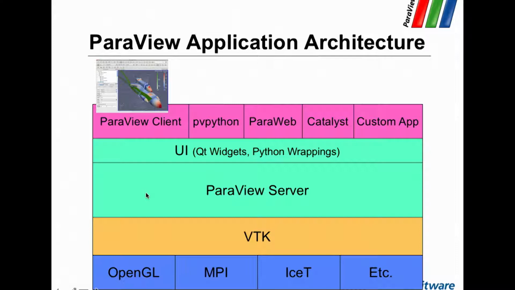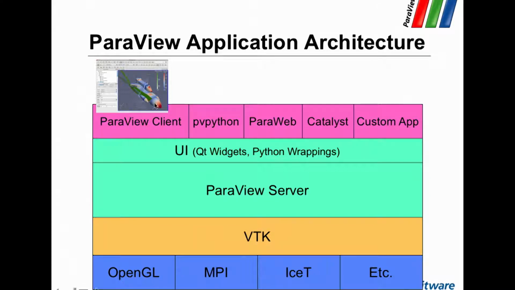So the architecture of ParaView: at the bottom level, we render images using OpenGL. We do communications using MPI. IceT is a parallel rendering tool that allows us to render the pieces produced individually by each node. We composite those images together using the IceT library. VTK is the visualization library used at the base of ParaView. ParaView server is, I guess, the engine behind ParaView. It does all the processing and the visualization.